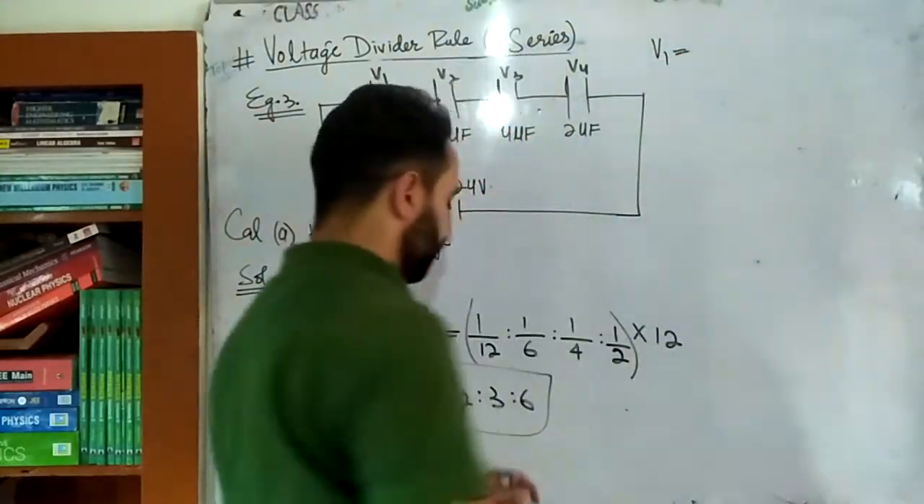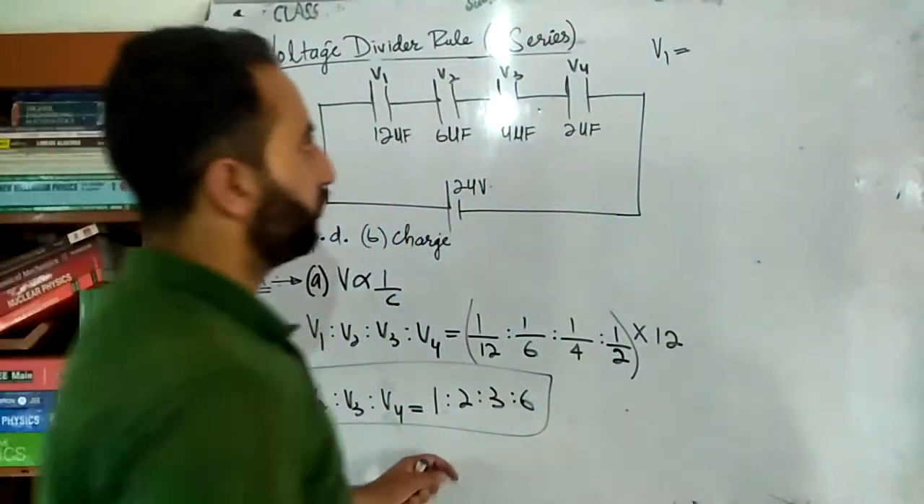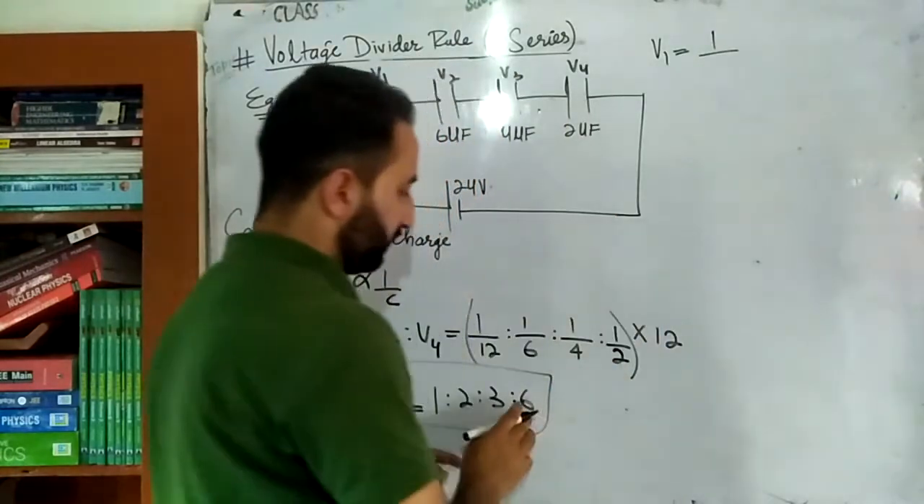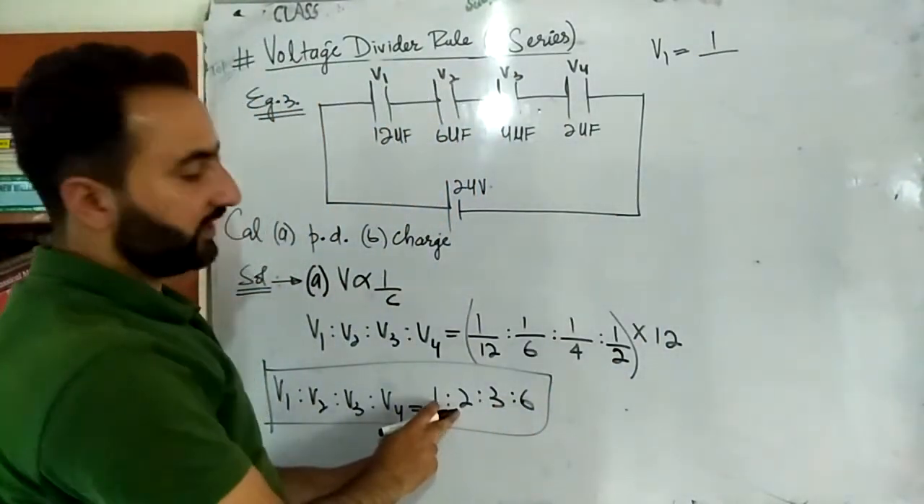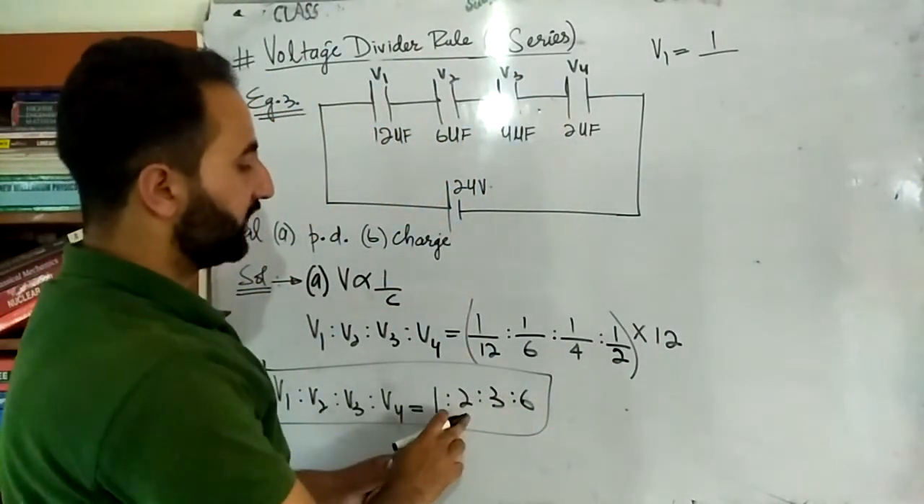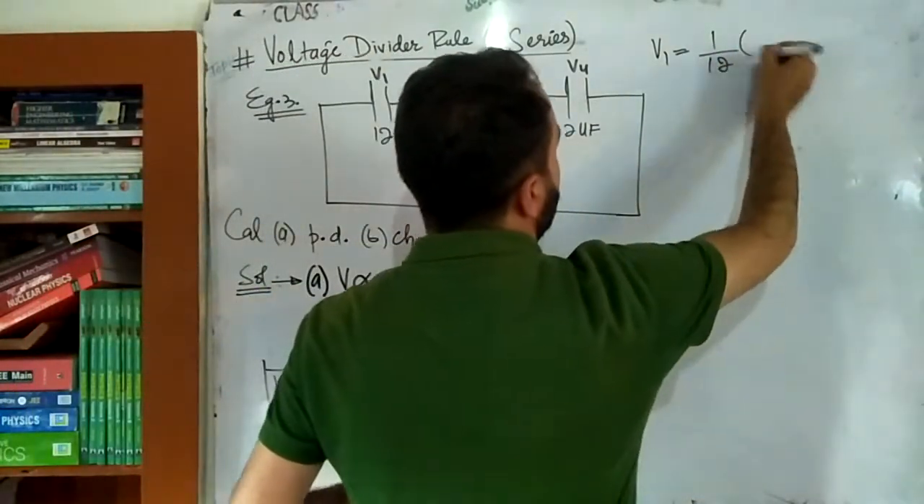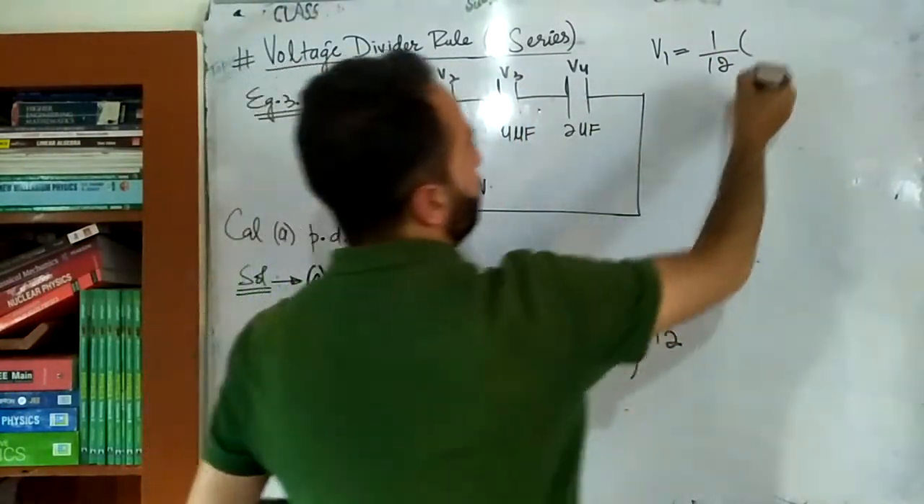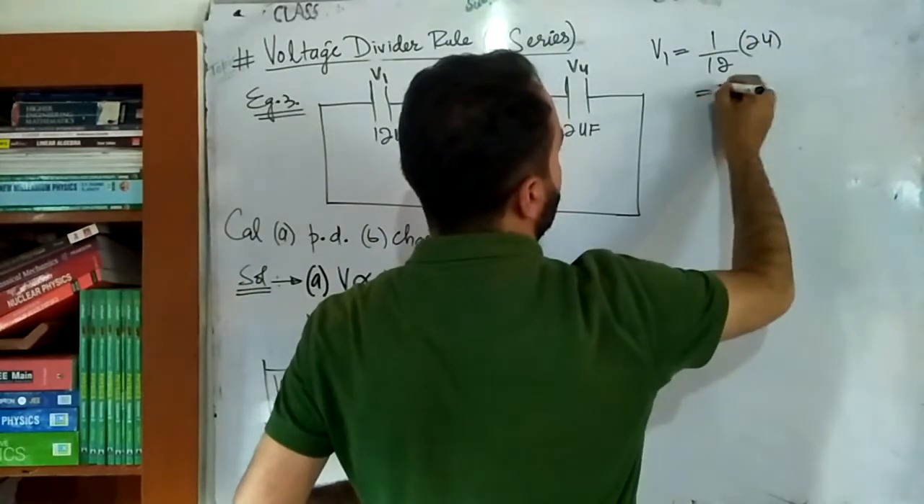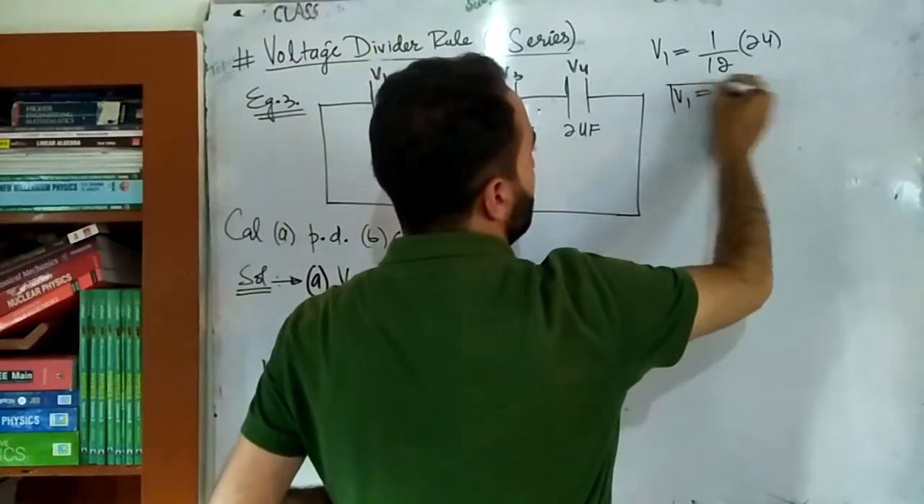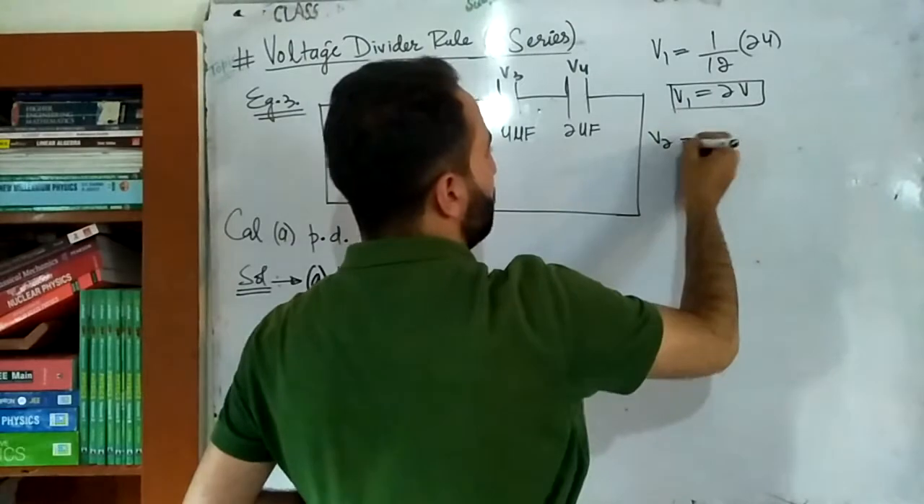V1 will be equal to इसका factor 1 divided by 6 plus 3 is 9, 9 plus 2 is 11, 11 plus 1 is 12, so 1 by 12 multiplied by net potential difference, that is 24, so 24 by 12, that is equal to 2 volt. So V1 कितना निकला बेटा? 2 volt. V2, let's calculate V2.